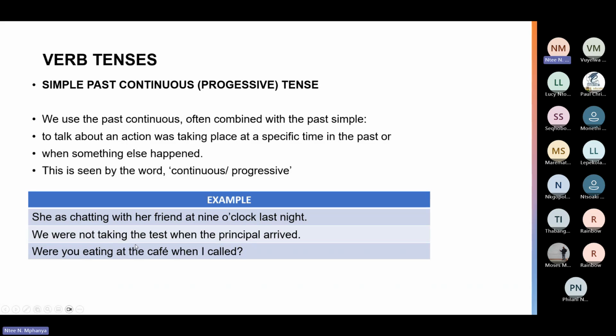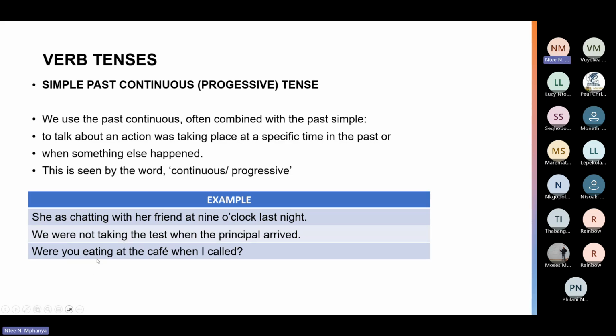We were not taking the test when the principal arrived. We, first person plural, will take were, and take being a verb will take ing as a suffix to change it into progressive, and it becomes we were not taking.